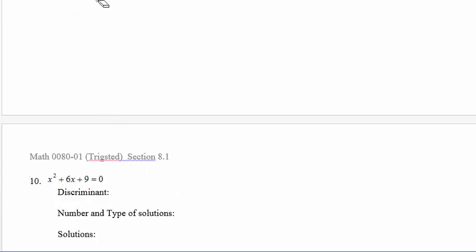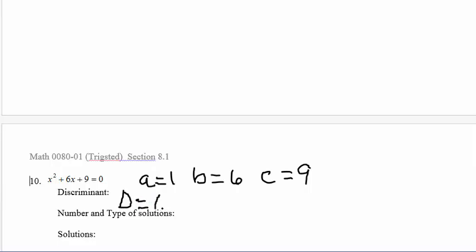All right, so here we have this already set equal to 0. So we're able to get our a, which is 1, our b, which is 6, our c, which is 9, right off the bat. So our discriminant is b squared, 6 squared, minus 4 times a times c, which turns out to be 36 minus 36, which is 0.